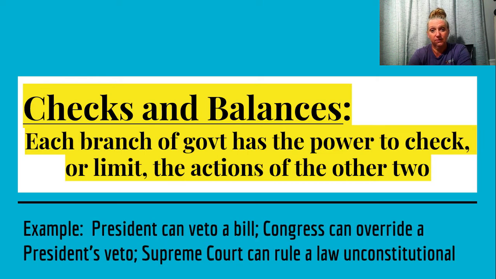So an example of this is the president can veto a law. That is a power the president has. That's a check on the legislative branch. But Congress can override a presidential veto. So the president vetoes a law, says, nope, this is not going to be a law. And then Congress can come back and say, nope, we really think that this should be a law and we're going to override this. And so that's a check on that power of the president.